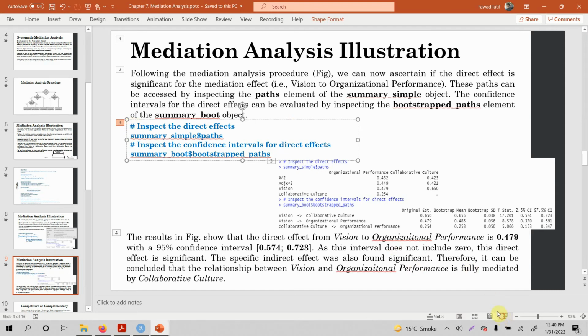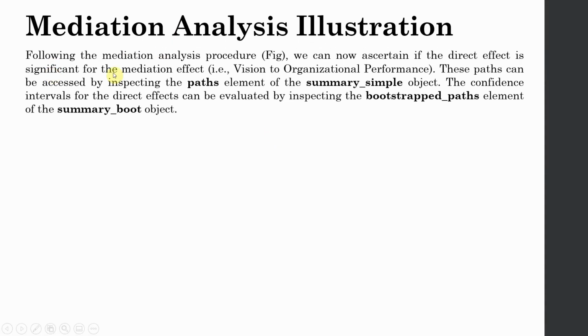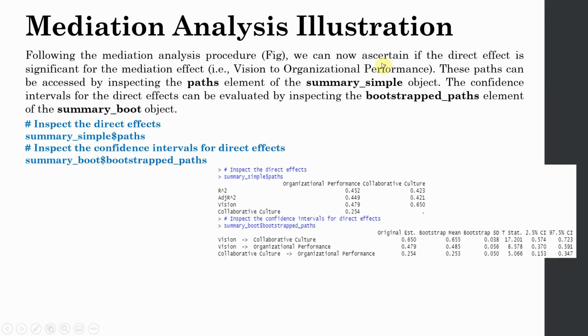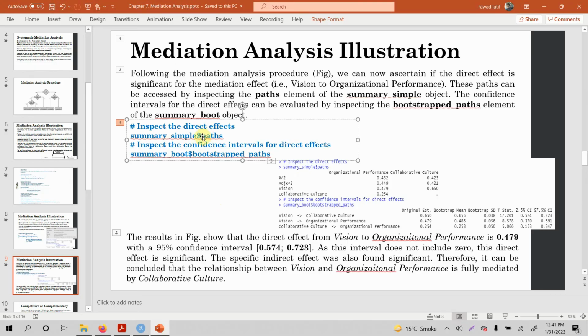So let's briefly discuss this theory. Now following the mediation analysis procedure, we can now ascertain if the direct effect is significant for the mediation effect. That is, whether or not the mediation is partial or complete or full mediation. So in order to do this, now that we know that the indirect effect is significant, we now need to know whether the direct effect, that is from vision to organizational performance, was significant or not. Now if both paths are significant, this is partial mediation. However, if the direct path is insignificant, this is full mediation. So how do we do this? Let's run it.